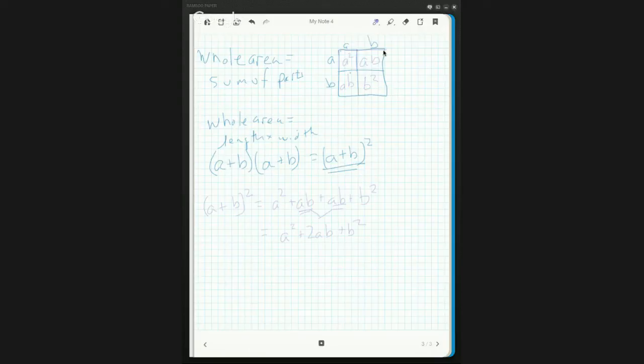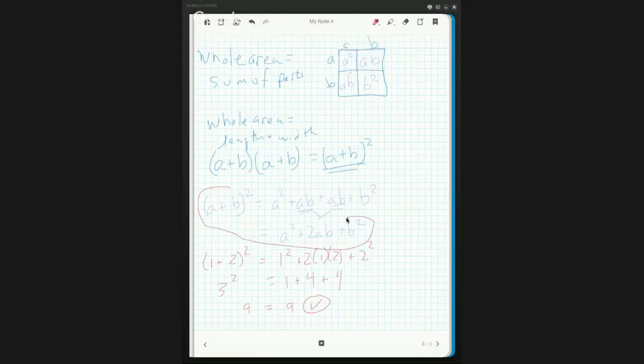Let's just test it with one set of numbers. Testing it with one set of numbers doesn't prove anything, but let's just watch what happens. (1 plus 2) squared is 3 squared. And then we have 1 squared plus 2 times 1 times 2 plus b squared, which is 2 squared. So that's 1 plus 4 plus 4. Cool. So 9 equals 9. So it's looking like this is plausible, and in fact, it is true.